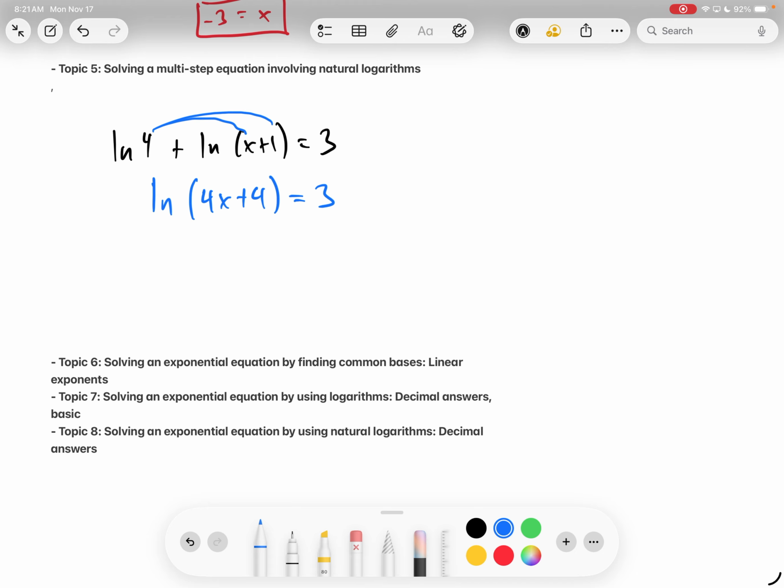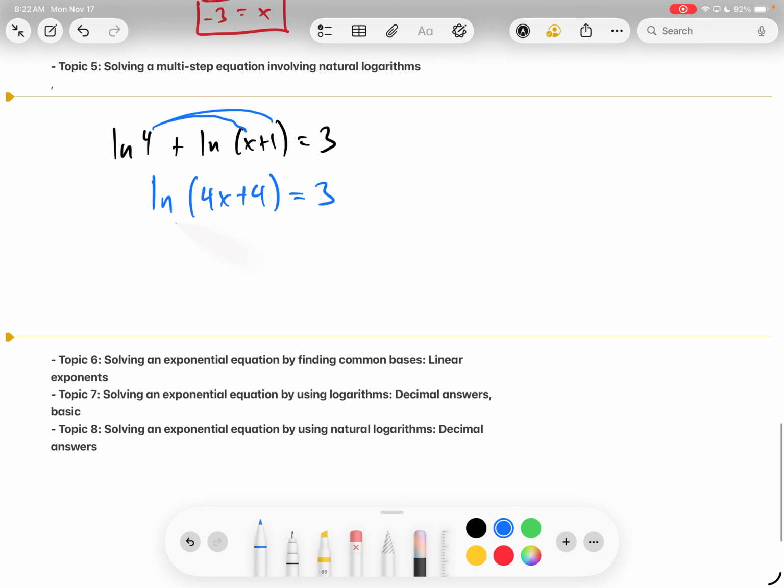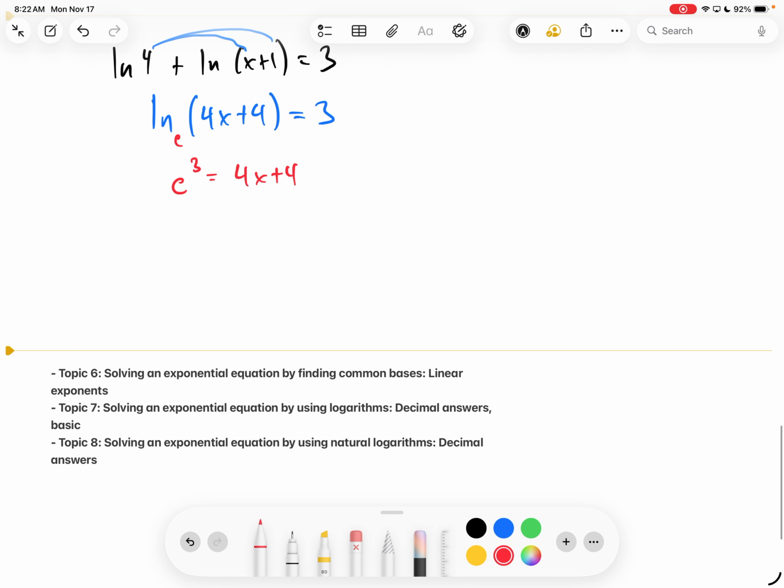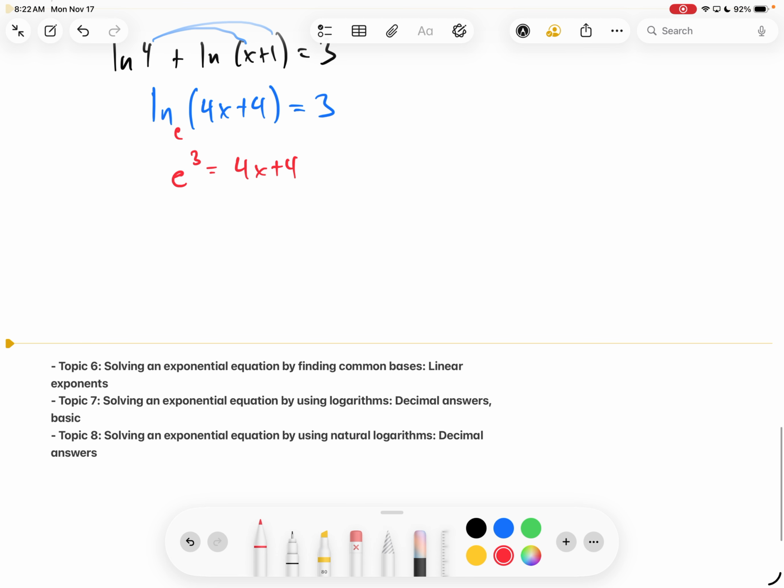Okay, now that I have one ln and it's by itself, I can write it as exponential. Same steps as before. You get it down to a single logarithm, and then you change it to exponential. So this is base e. So this is e to the third equals 4x plus 4. You'll have to do e to the third in the calculator. I'm going to just go ahead and work it out, kind of.